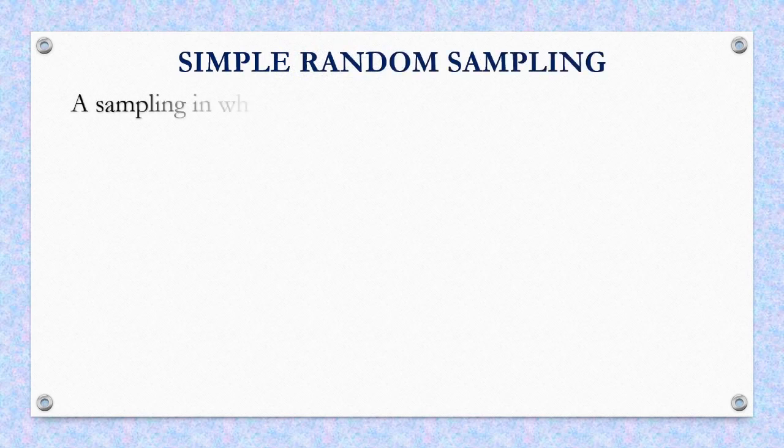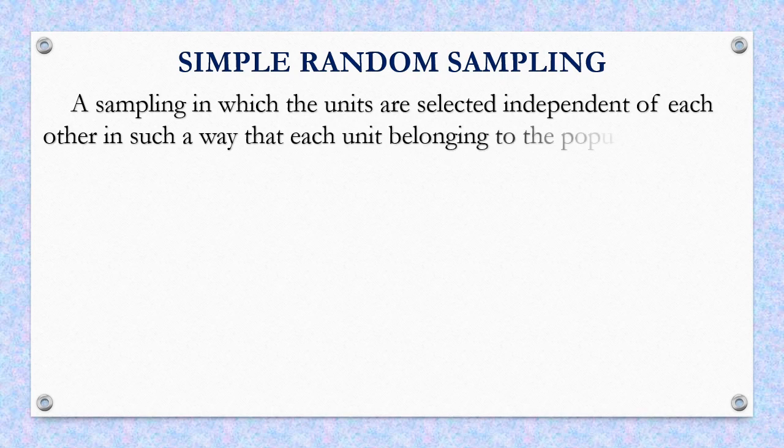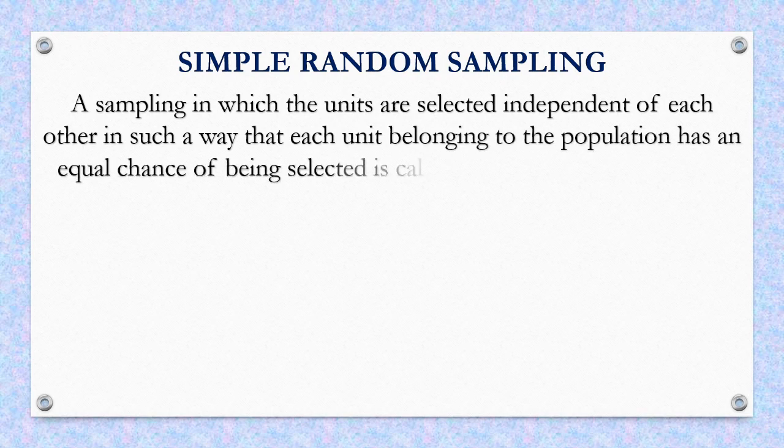Now, a sampling in which the units are selected independent of each other in such a way that each unit belonging to the population has an equal chance of being selected is called simple random sampling. Now, this might seem boring, and I can bet that you did not understand a word of this definition. But don't worry, this is just an official definition and you just need to mug it up. Explanation I will do now.